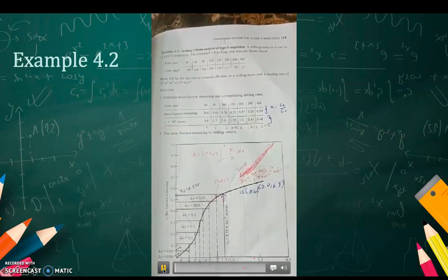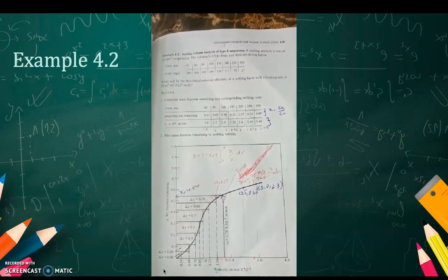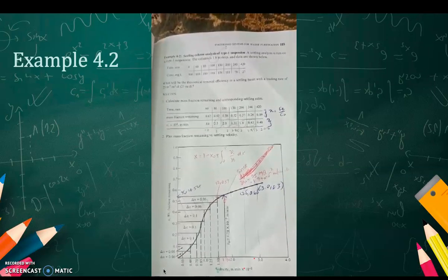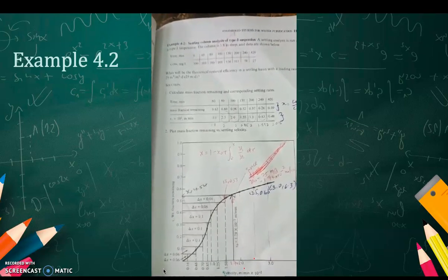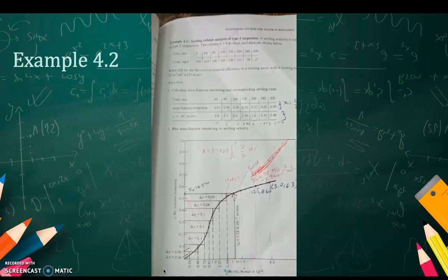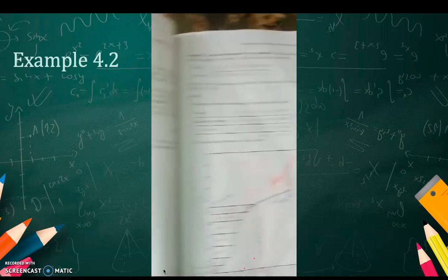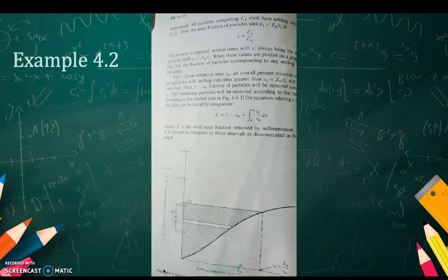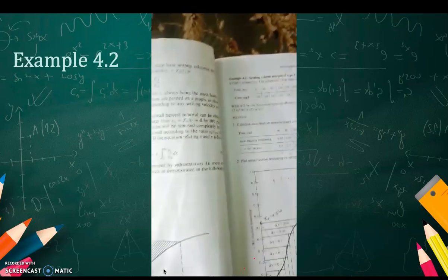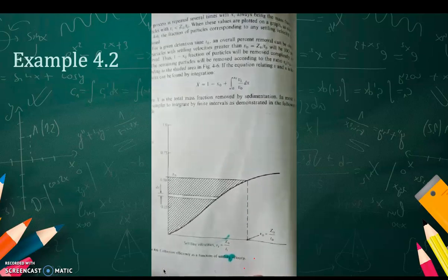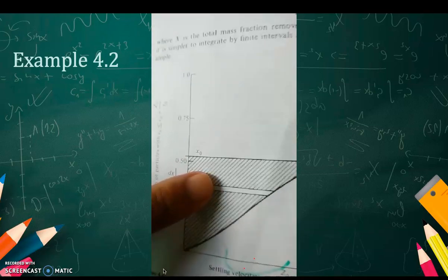In order for us to understand example 4.2, this example is about settling column in type 1 suspension. Before we can understand this example, we need to understand the principle of settling. If you refer to figure 4.6 in your book, we actually want to define this area.